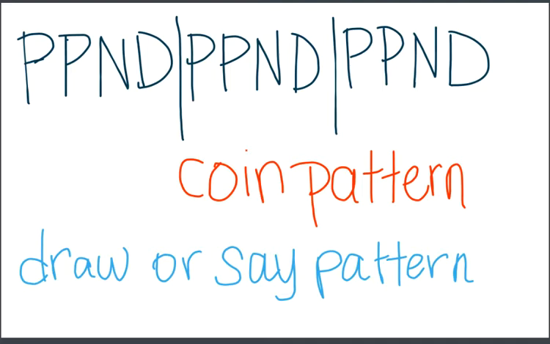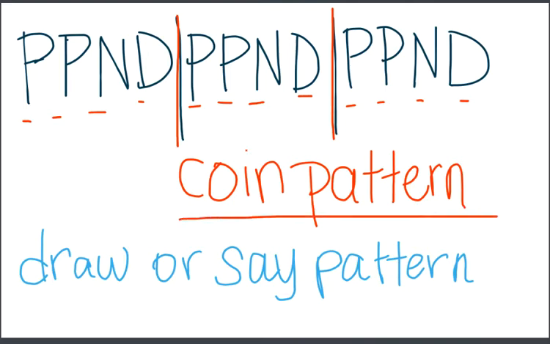So this is how I divided it up. Penny, penny, nickel, dime, and that breaks up my pattern. Penny, penny, nickel, dime, penny, penny, nickel, dime. This is our coin pattern. It helps to draw or say the pattern out loud.